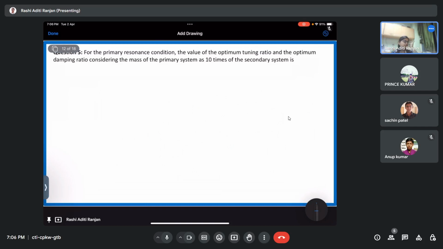Now, question number 5 says that for the primary resonance condition, what are the values of the optimum tuning ratio and the optimum damping ratio, considering the mass of the primary system as 10 times that of the secondary system? Okay. So, firstly, I know that my primary system is M1 and my secondary system is M2. And what is given in the question? In the question, I know that my M1 is 10 times M2.